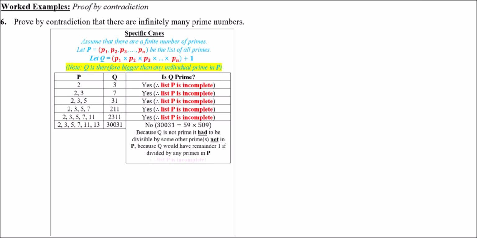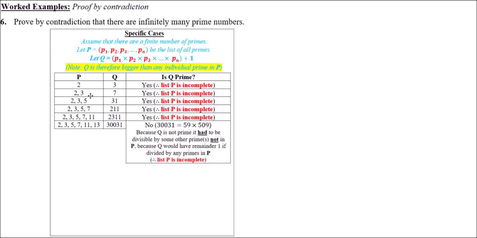So therefore, P is incomplete. So either way, if we think we've got other primes, then this number Q, if we find this is prime, then in that case, the list is incomplete. Or if we find this number Q is not prime, then because it can have prime factors not in P, again, the same conclusion anyway, the list P is incomplete. So whether Q is prime or not, we're still going to end up with a conclusion that P wasn't complete.